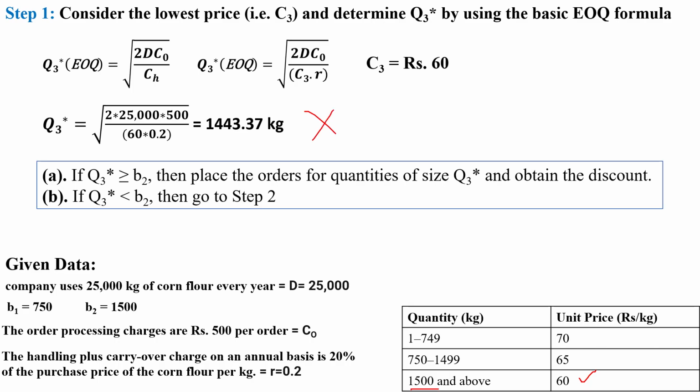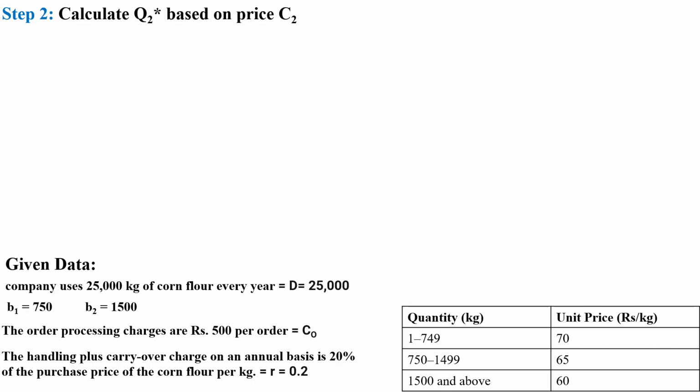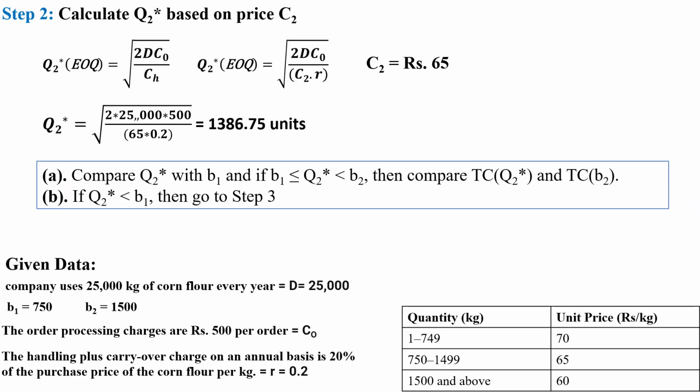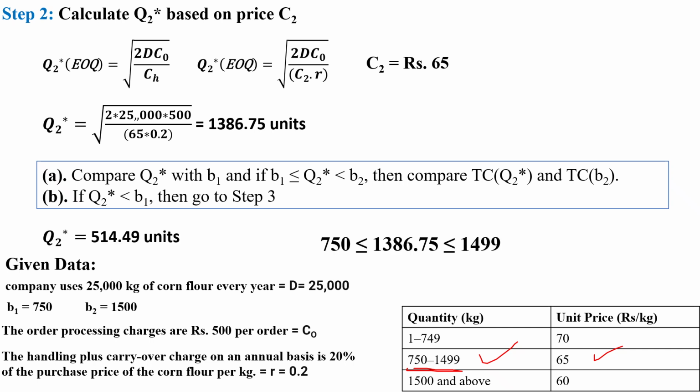Next we have to calculate Q2 star based on the price C2. Here the C2 value is 65 and the Q2 star value is 1386.75, which lies between 750 and 1499. So this quantity at the unit price is feasible. Then we have to compare the total cost of the Q2 star quantity as well as the B2 quantity.